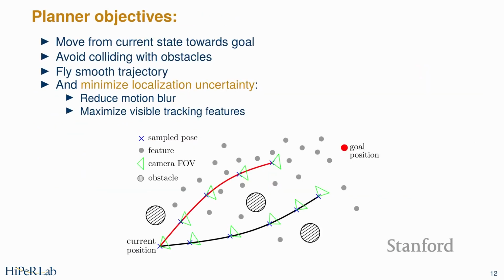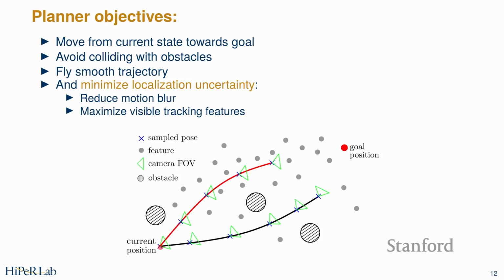So the way we pose the problem is we have a planner. This planner starts with some initial condition. It has a goal position that we want to get to. This goal might be close, it might be far. We want to fly from the start position towards the goal. We want to not collide, of course. We want to somehow have a smooth trajectory. But then also we add this new constraint of wanting to minimize the uncertainty along the path.